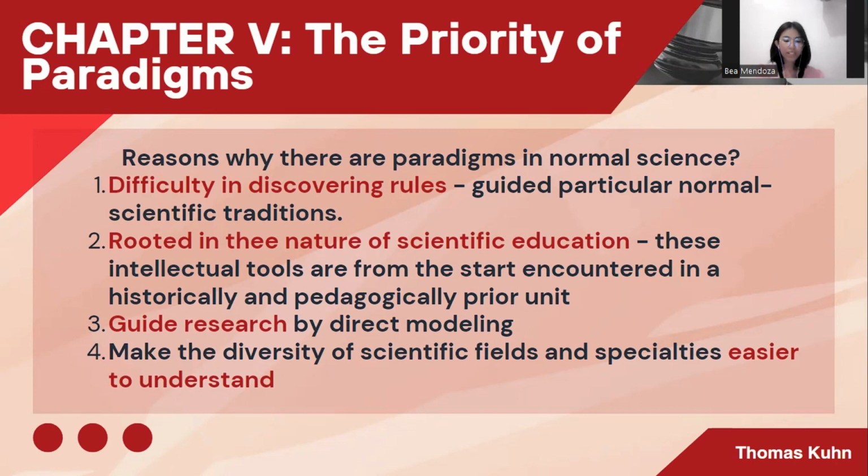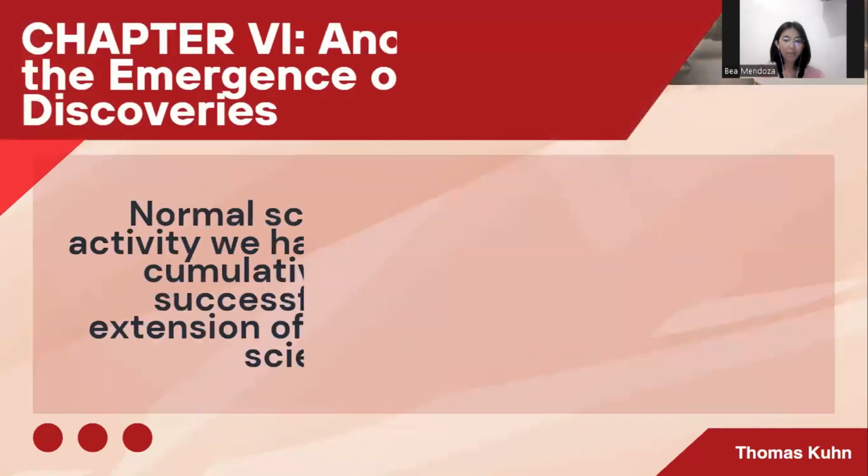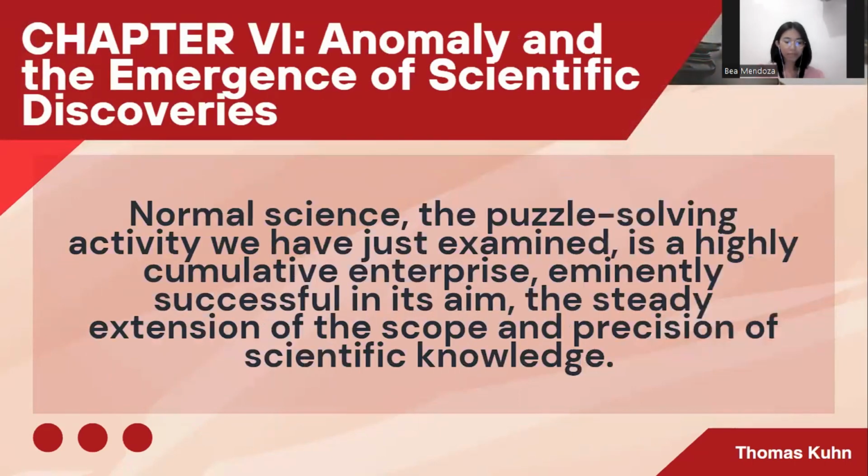Moving on to Chapter 6, Anomaly and the Emergence of Scientific Discoveries. Normal science, described as a puzzle-solving activity, adheres to existing rules and theories. Scientists aim to solve puzzles within the framework of established theories, and this process leads to the steady extension of scientific knowledge. Normal science does not actively seek or produce novelties in facts or theories.